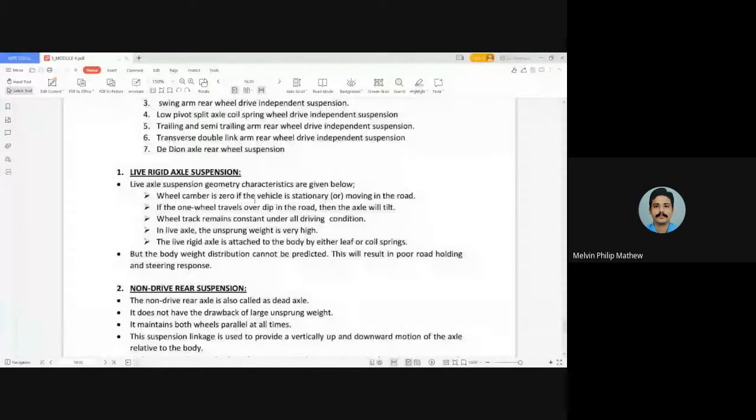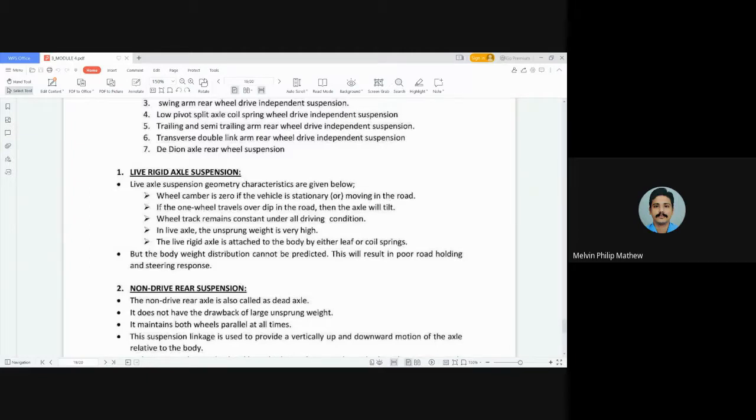Here the wheel camber is zero if the vehicle is stationary or moving on the road. So wheel camber, you know what is wheel camber. When we are looking from the front of the vehicle, the tilting or the inclination of the wheels from the vertical of the ground is known as camber. We are discussing the camber on the rear wheels, not the front wheels. So the wheel camber is zero if the vehicle is stationary or moving on the road.